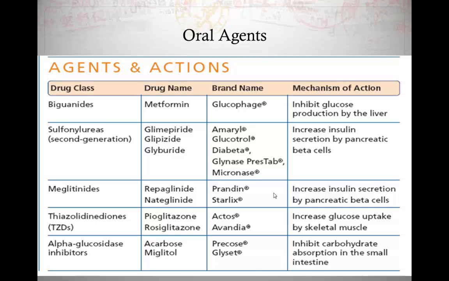Then you have the thiazolidinediones. Well, I don't know how to pronounce that name. I always say glitazones. So the glitazones decrease gluconeogenesis. Basically, what they do is increase glucose uptake by the skeletal muscles. Examples of those are rosiglitazone and pioglitazone. So those are the glitazones.